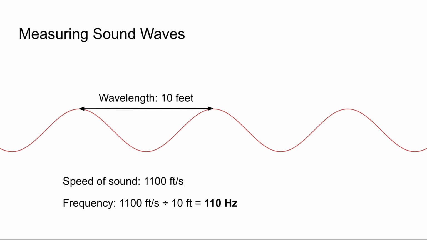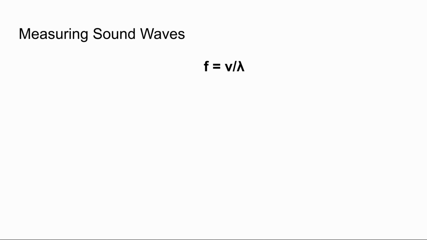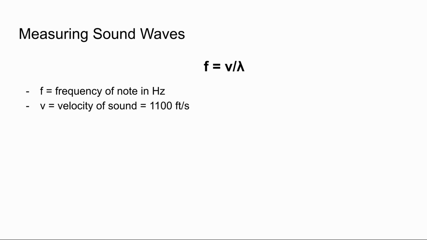Let's look at the general formula. F equals V over lambda, where F is the frequency of the note in hertz, V is the velocity of sound, and lambda is the wavelength. We can see from the formula that the frequency of a note is inversely proportional to its wavelength. So the longer the wavelength, the lower the frequency, and the shorter the wavelength, the higher the frequency.